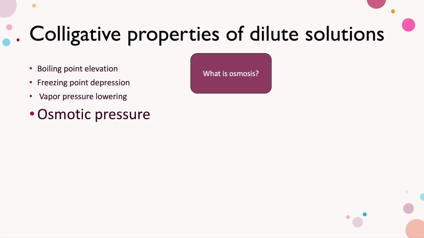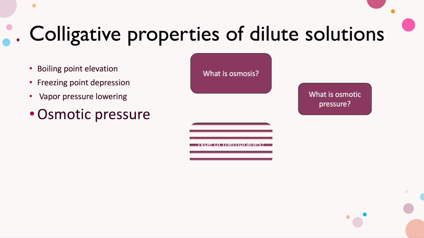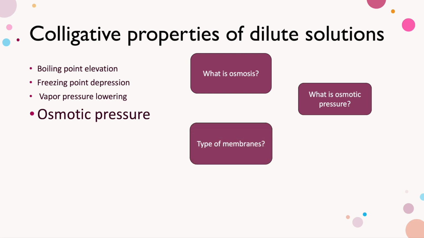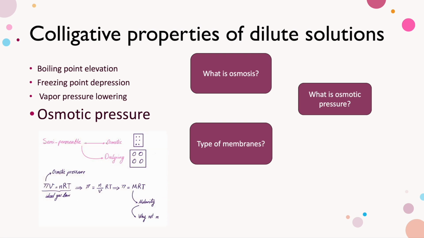The osmotic pressure of a solution is the pressure required to stop osmosis from pure solvent into the solution. Now we can have a semi-permeable membrane, which could be either osmotic or dialysate. In the osmotic type, only the solvent molecules can go through it. But in the dialysate type, ions can also go through it, but not colloid molecules.